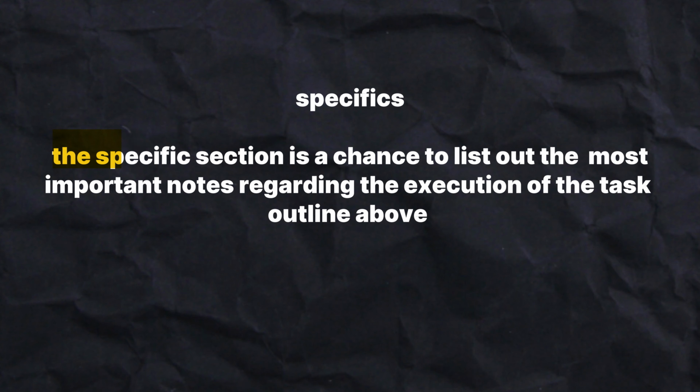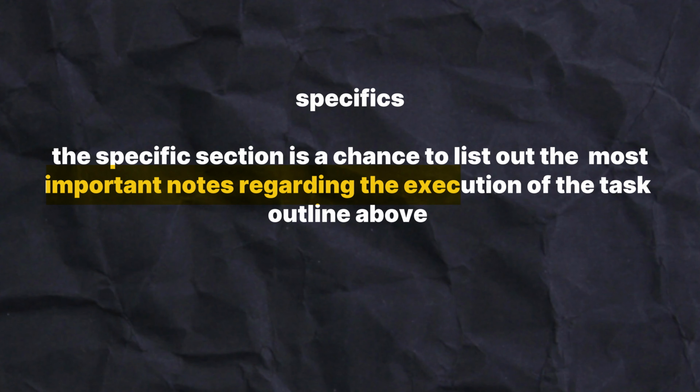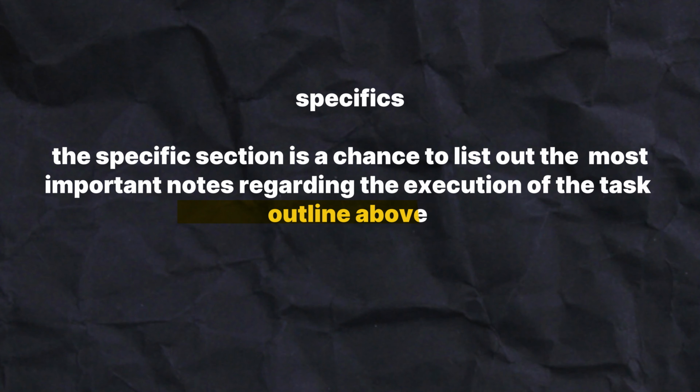And the second one is specifics. The specifics section is a chance to list out the most important notes regarding the execution of the task outlined above. Basically, it means that you can add more notes which you didn't add to your task, or you can modify some part of the prompt that didn't work when you tested it. You can just put that in there as well. And specifics always lies below the task.